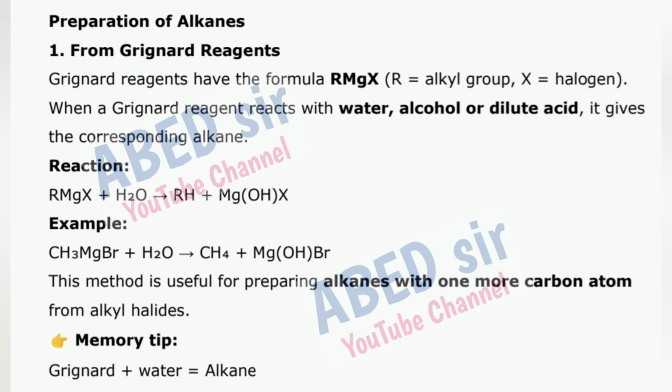Grignard reagents have the formula RMgX, R is an alkyl group, X is a halogen. When a Grignard reagent reacts with water, alcohol or dilute acid, it gives the corresponding alkane. Reaction: RMgX + HOH gives RH + Mg(OH)X. Example: CH3MgBr + HOCH3 gives CH4 + Mg(OCH3)Br. This method is useful for preparing alkanes with one more carbon atom from alkyl halides. Memory tip: Grignard plus water equals alkane.